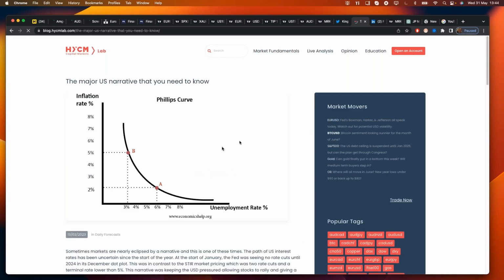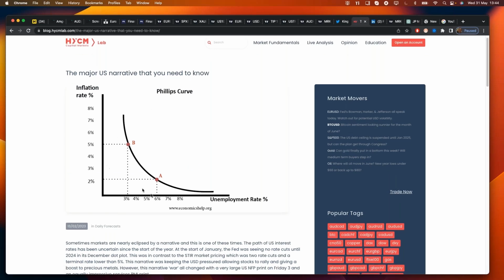Now, the way it works is this. Typical economic monetary theory goes like this: when you have lots of people unemployed, so when there's a high unemployment level, inflation pressures are low. Why? Because employees are desperate for a job, so they'll work for less, and there's less money in the economy. So high unemployment equals low inflation. The opposite is also held to be true, right?